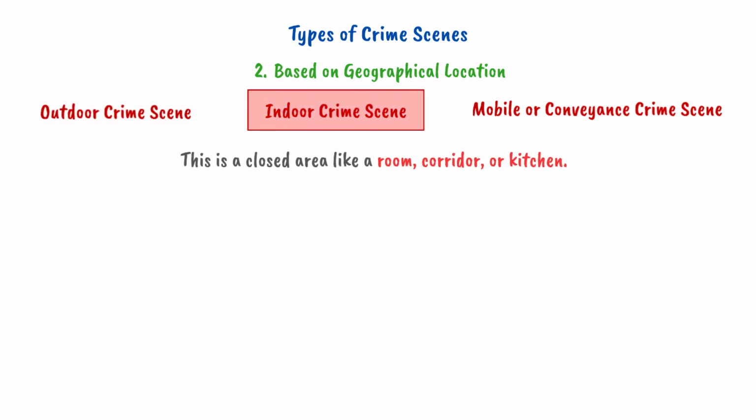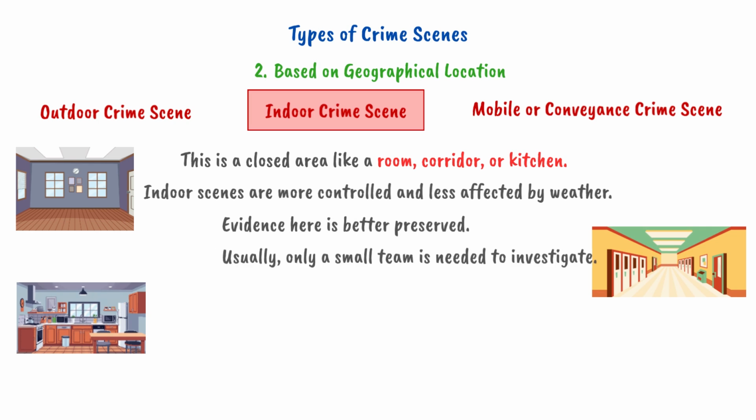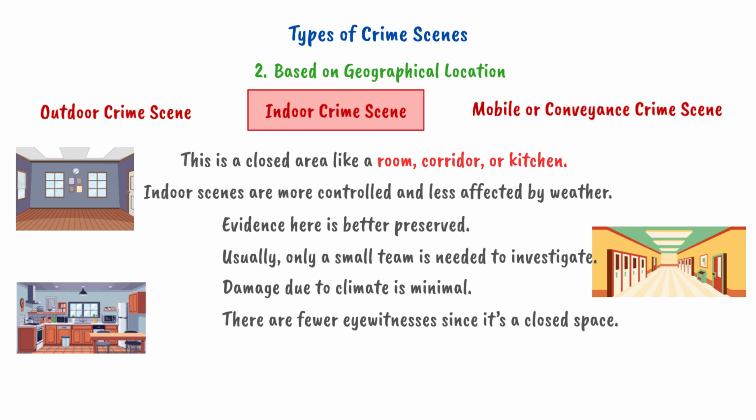Indoor crime scene. This is a closed area like a room, corridor, or kitchen. Indoor scenes are more controlled and less affected by weather. Evidence here is better preserved. Usually, only a small team is needed to investigate. Damage due to climate is minimal. There are fewer eyewitnesses since it's a closed space. Spiral, circular, or zone search methods work best here.